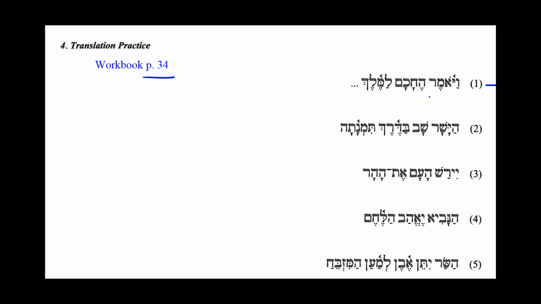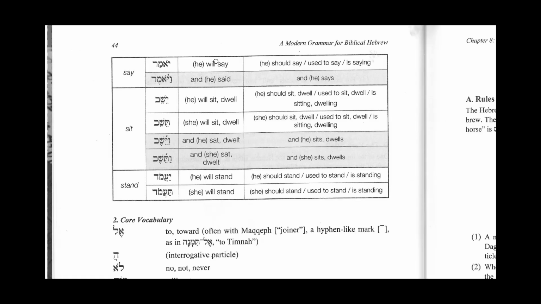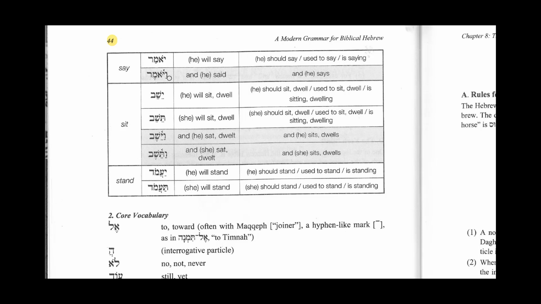Okay, we begin with our verb, which is vayomer. This is what's known as a vayiktol form. We haven't learned that yet. We'll need to go to our chart. We'll come over here to page 44 of the textbook. This is actually the second part of the chart. The first part is on page 43.